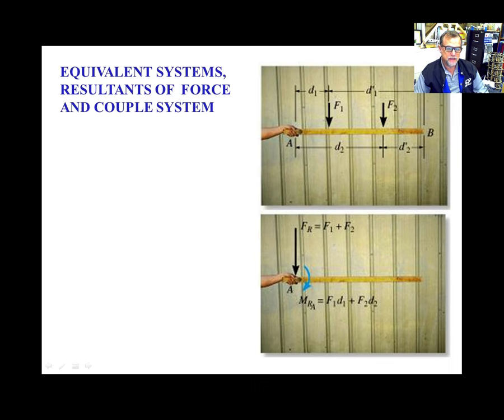But at the same time, each of these two forces is producing a moment. The moment produced by force 1 is going to be F1 D1, and the moment produced by force 2 is going to be equal to F2 D2. So that means the hand is feeling a turning effect equivalent to the moment of force 1 and the moment of force 2.